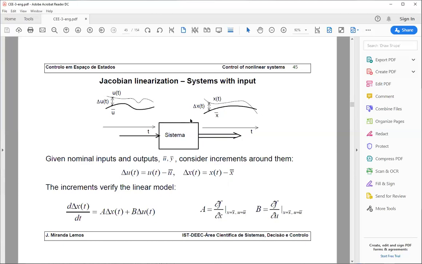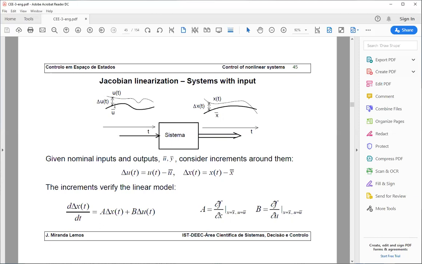And you can also do a similar reasoning to obtain, for the increments, the state model that you can see here at the bottom of the slide, where A is the matrix of first derivatives of f with respect to x, and B is the matrix or vector, depending on how many inputs you have, of derivatives of f with respect to u, but both computed at equilibrium values for x and u.